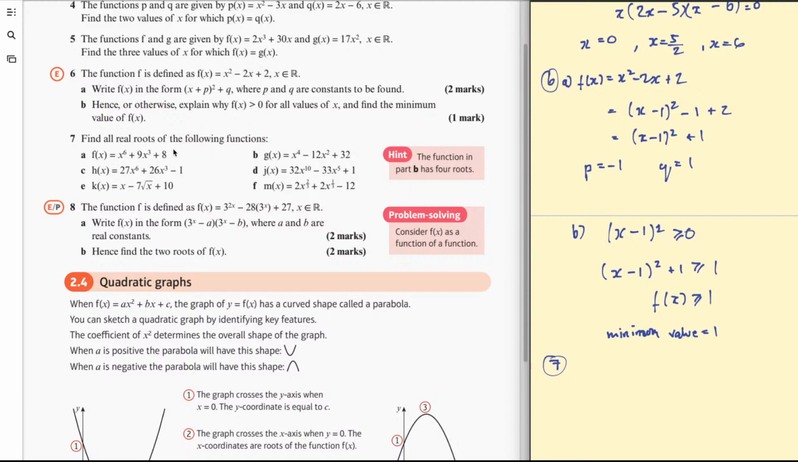So you could do these the same way as we have previously been finding the roots of quadratics. So I'll just do one of these and I'll leave the rest for you if you'd like to have a go at those.